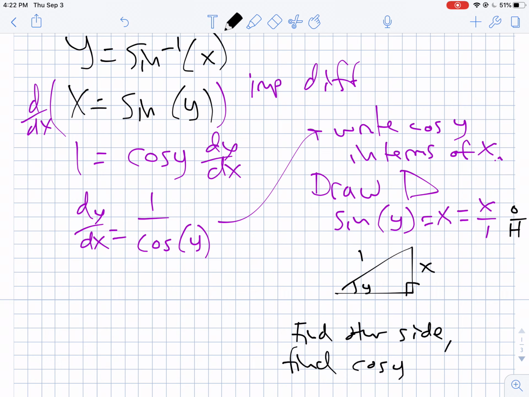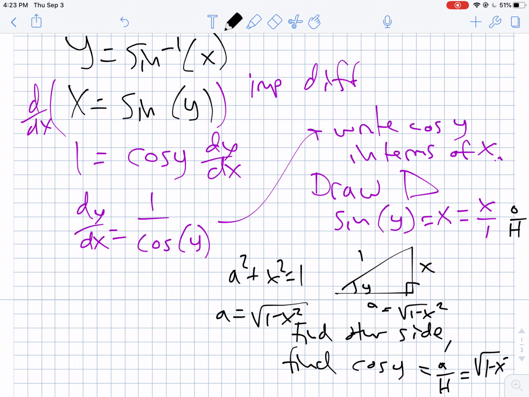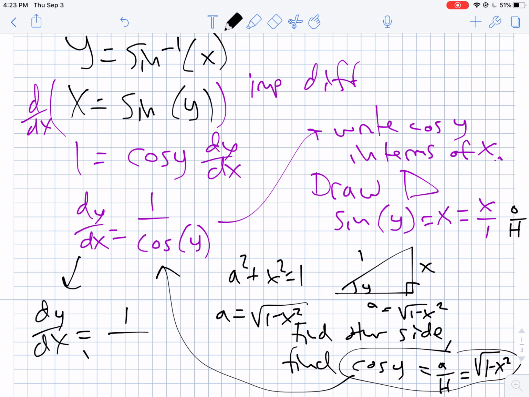Okay, so this other side, let's just call it a. So a squared plus x squared equals 1. So a is the square root of 1 minus x squared. Okay, so that's the missing side. So if you want to find the cosine of this angle, it's adjacent over hypotenuse. So that's just root 1 minus x squared over 1. Now that, in fact, is what we're going to plug into my derivative, telling us that the derivative of inverse sine is 1 over root 1 minus x squared. Okay, and that's the formula. I think if I had asked you what's the derivative of inverse sine, none of you would have guessed 1 over root 1 minus x squared, but it is.